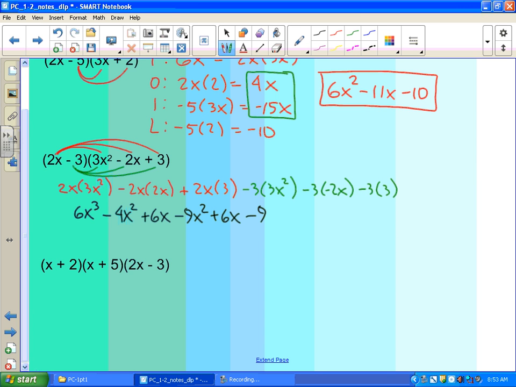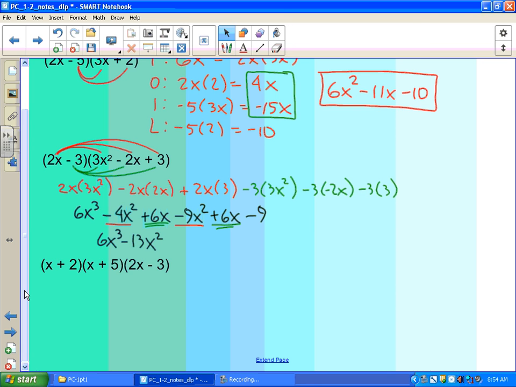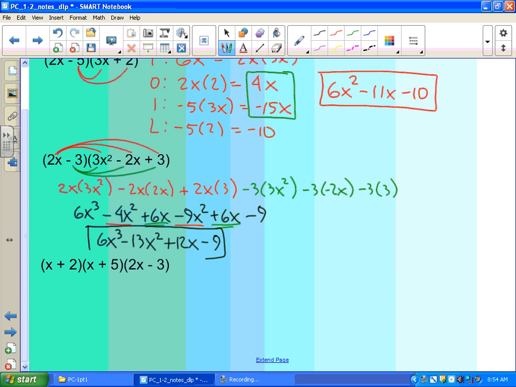And then we look to combine all of our like terms. There is no other x cubed term, so that's going to stay as a 6x cubed. We have negative 4x squared and minus 9x squared, so we have negative 13x squared. And in terms of my x terms, I have 6x and 6x. So they become 12x. And then our negative 9 constant. And we get that.